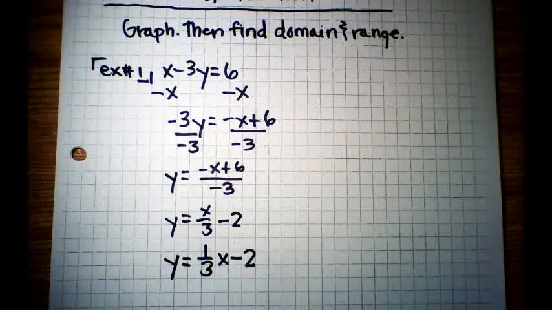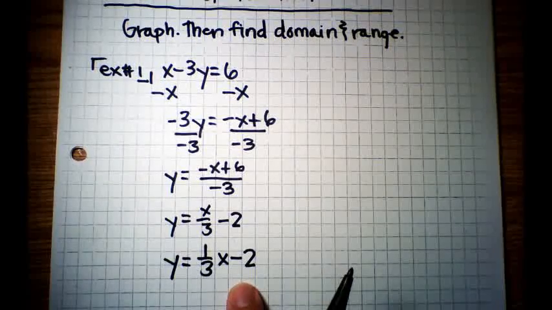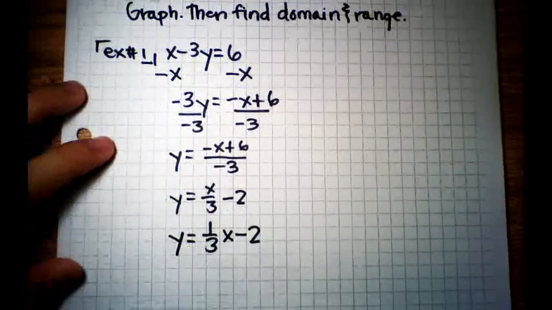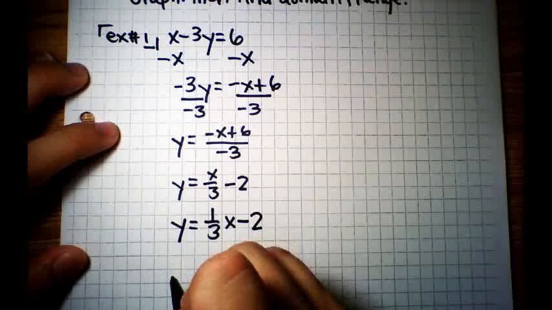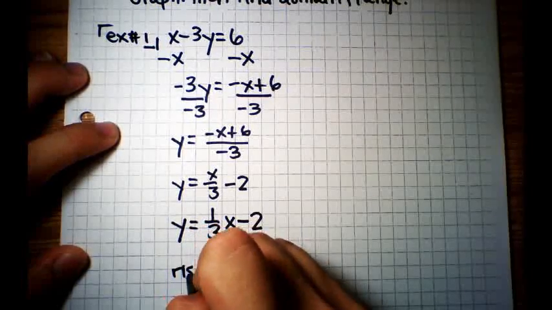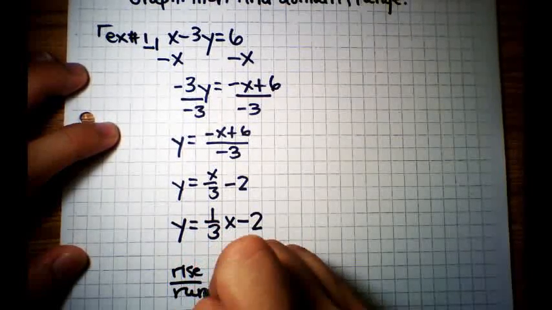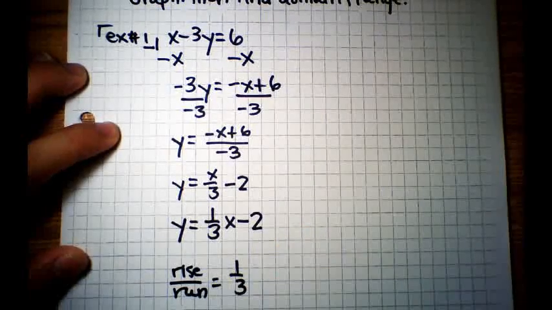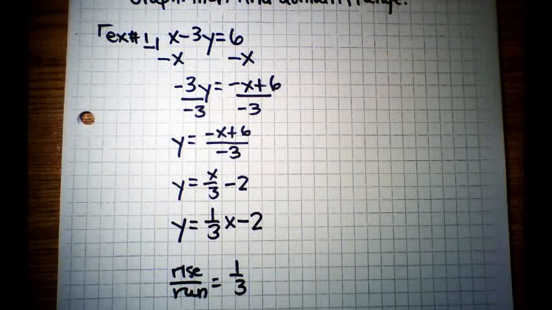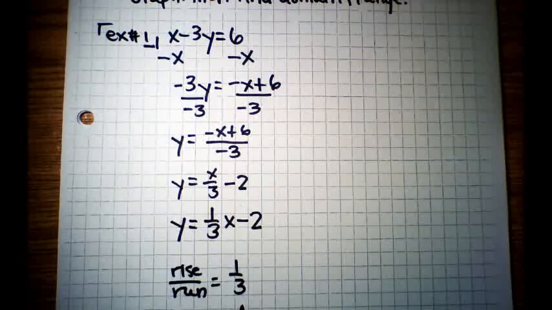So now we clearly have a y-intercept, which is negative 2. We're going to start from over there. And then our slope is 1/3. Remember, slope means rise over run. And so that means we're going to start at negative 2. And then from there, we're going to go up 1 and 3 to the right.